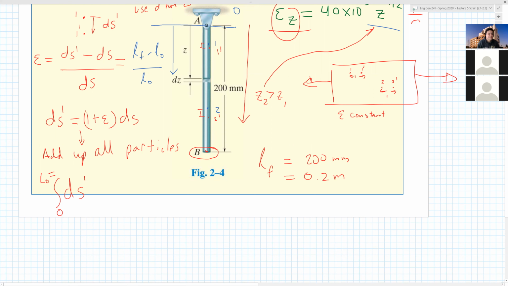Okay, that's the left side. But what do we have on the right side? We have the integral from 0 all the way to the final length of the bar, right? Of 1 plus epsilon.